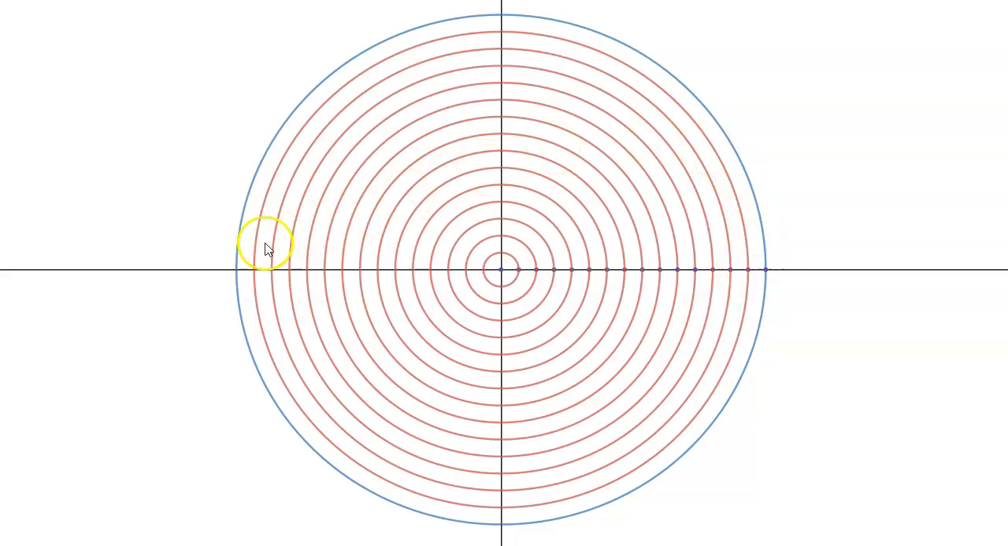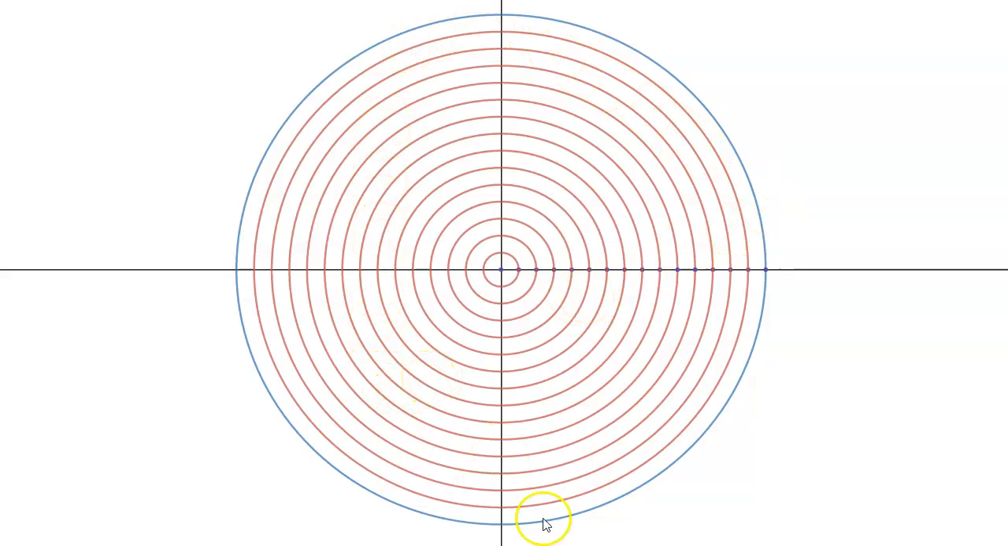Notice we could find the area of this circle by finding the area, first of all, of this outer annulus, the area between these two curves here, and then find the area of this annulus, and then the area inside this annulus, and add up all those areas. If we add up the areas of all those annuli, that will equal the area of the circle.